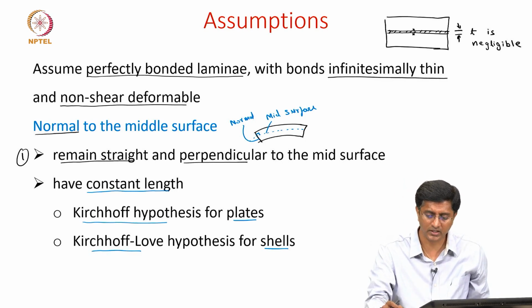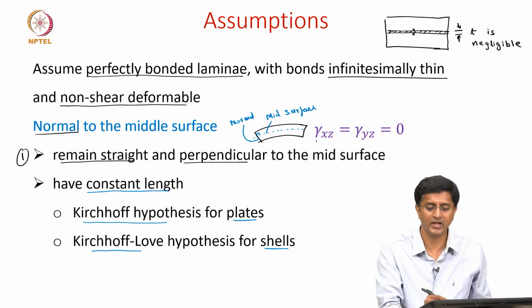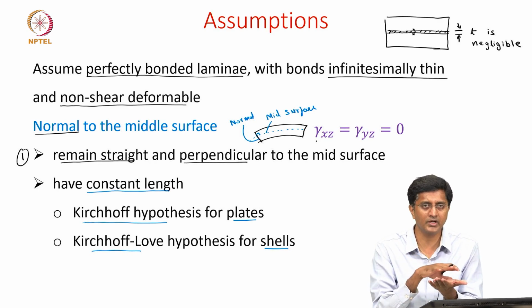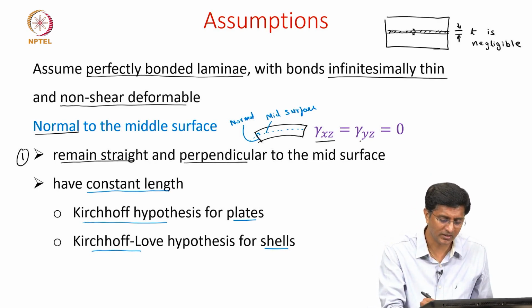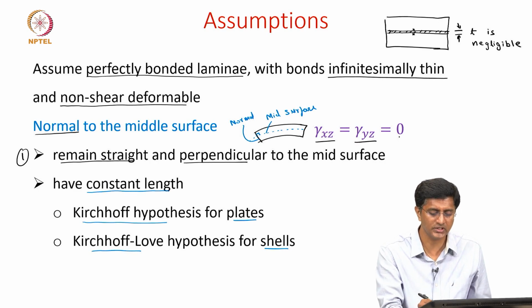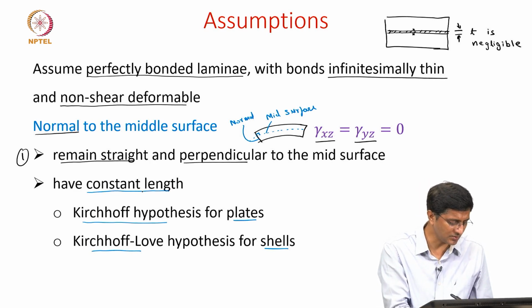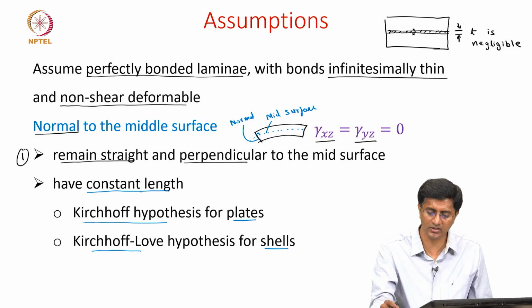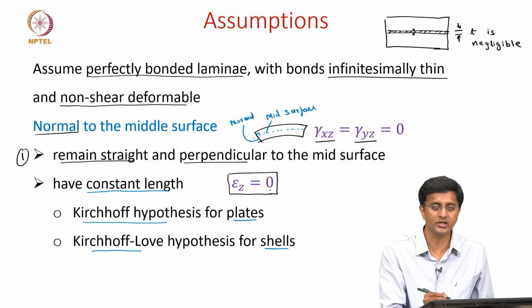Okay, what does that help us? It says that the shear strains are zero. So we are talking about x and y as the plane we are looking at, but the out of plane ones are gamma xz and gamma yz. We said both of these, the out of plane shear strains, are zero. And from the second assumption, where we said we have constant length, what it essentially means is the strain in the z direction, or the out of plane direction, is zero.